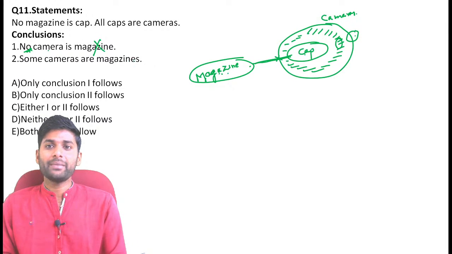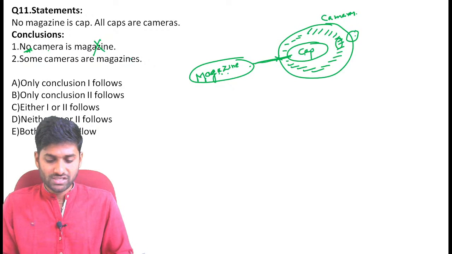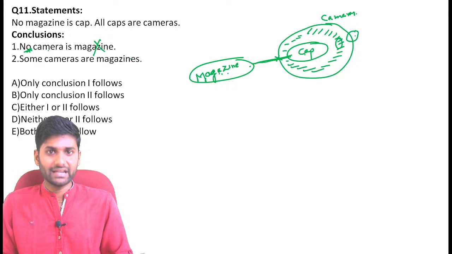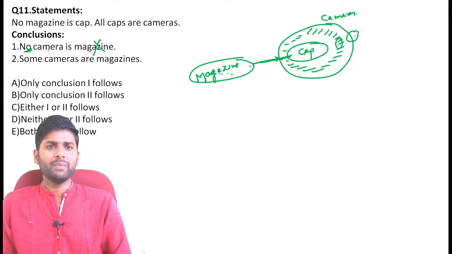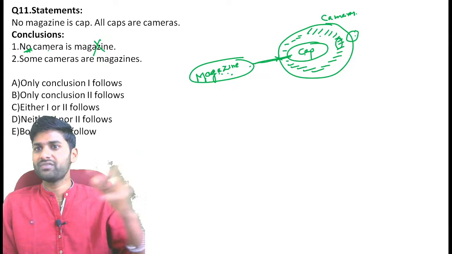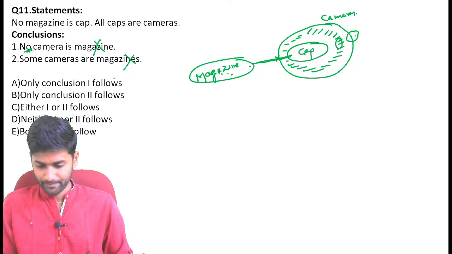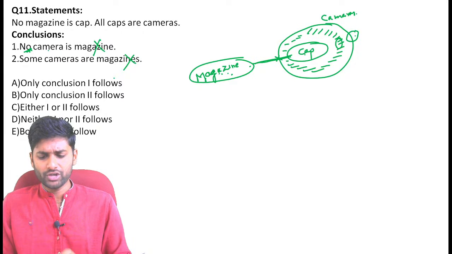Second one, some cameras are magazines. What I mentioned is that if you want to solve some, all conclusions, we require a direct relation. Here, we require a direct relation. Now see, what is the direct relation? Here magazine, here camera, there is no direct relation. We have an assumption, but an assumption we never use to solve any some, all conclusion. That's why this is also wrong. So that is the most important point you need to know, guys.